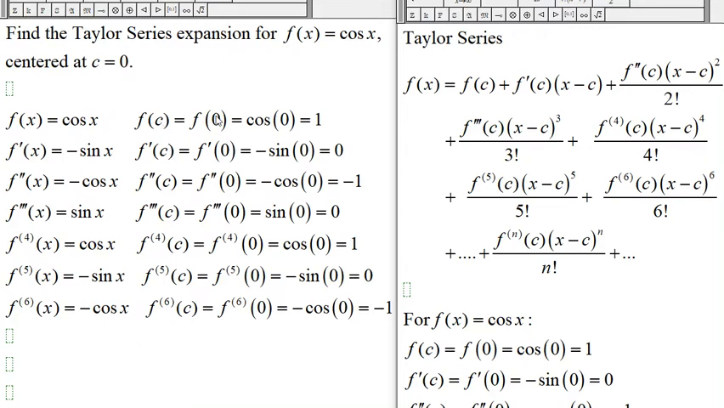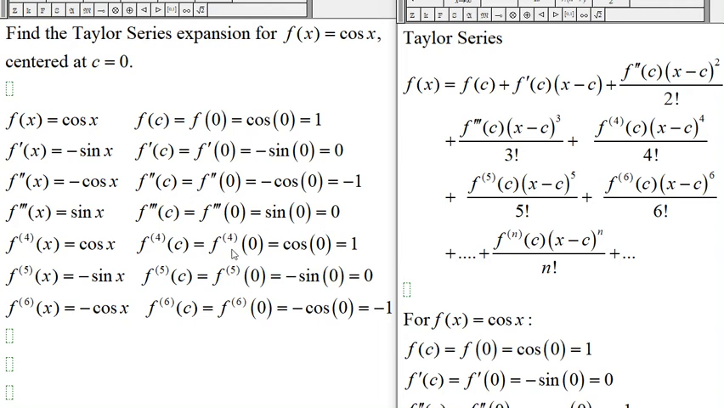So f of c, or f of 0, which is cosine of 0, which is 1. The first derivative at 0 is negative sine of 0, which is 0. The second derivative at 0 is negative cosine of 0, it would be negative 1, since cosine of 0 is 1. The third derivative is sine of 0, which is 0.